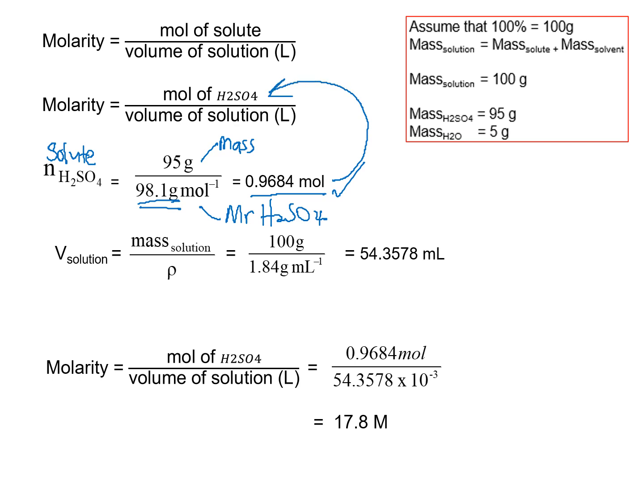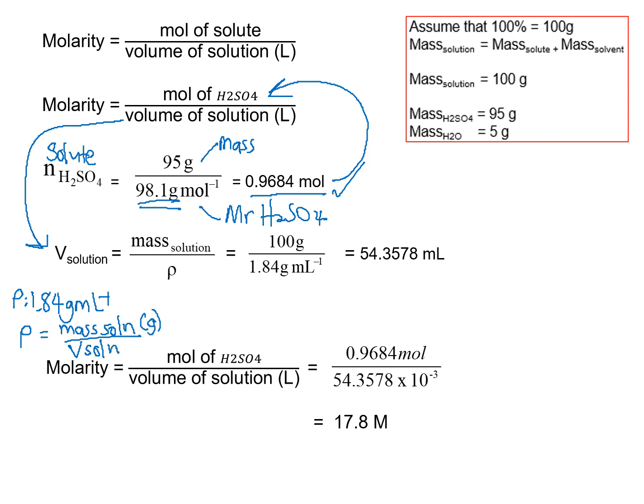Okay, the next one ialah kita nak cari volume of solution. Nak cari volume of solution, kita boleh guna information density yang soalan bagi tadi. Dia bagi tahu tadi density of the H2SO4 adalah 1.84 gram per milliliter kan. And we know that density is equals to mass of solution divided by volume of solution.